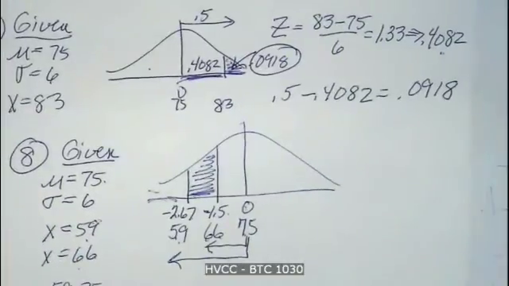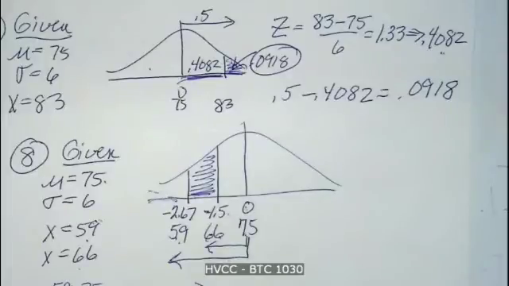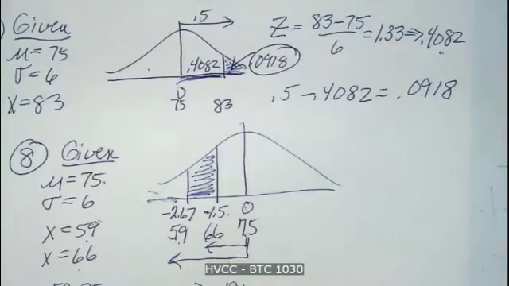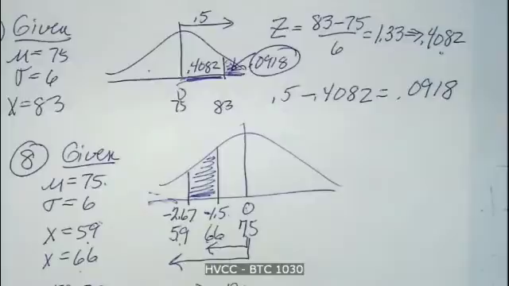So if we look both of these up, I'm going to give you a chance. Look them both up. 2.67. By the way, round that up. 2.67 is 0.4962. 1.5 is 0.4332.